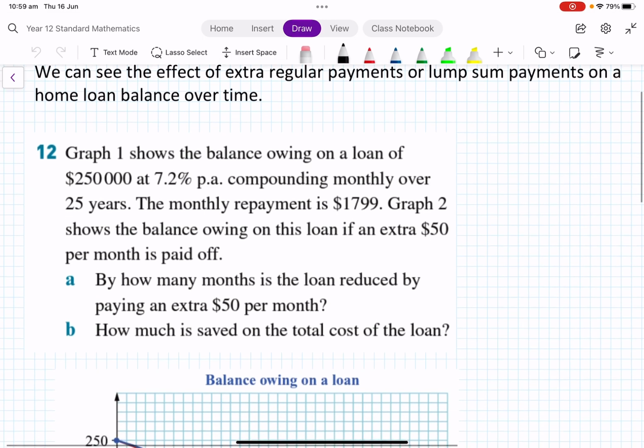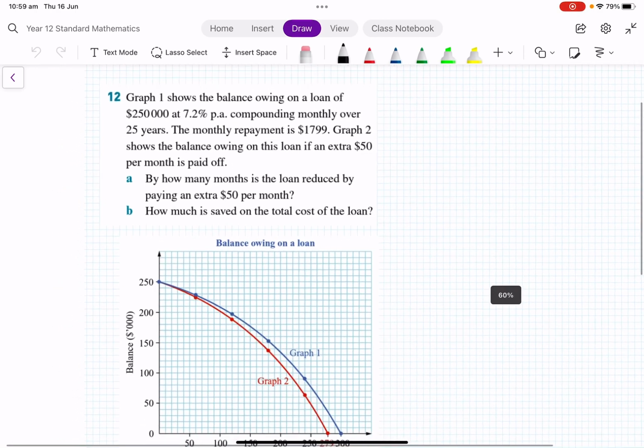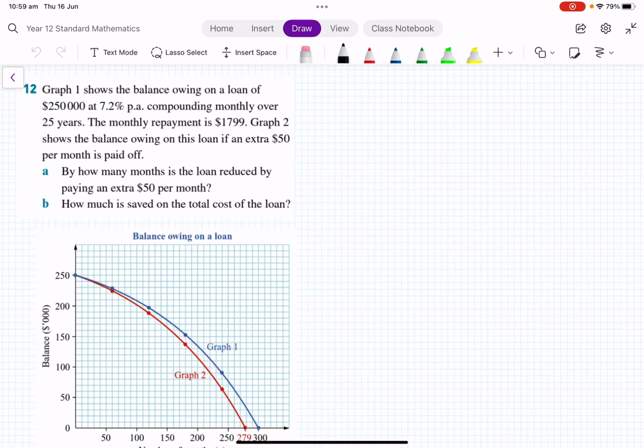Let me just zoom out a little bit, hopefully you can see that. Graph 1 shows the balance owing on a loan of $250,000. The vertical axis is balance in thousands, so you start at 250. The rate is 7.2% per annum compounding monthly over 25 years. The monthly repayment is $1,799. Graph 2 shows the balance owing on this loan if an extra $50 per month is paid off.